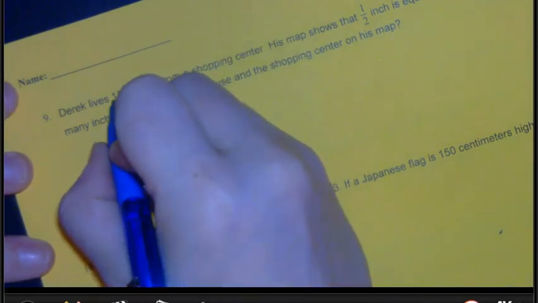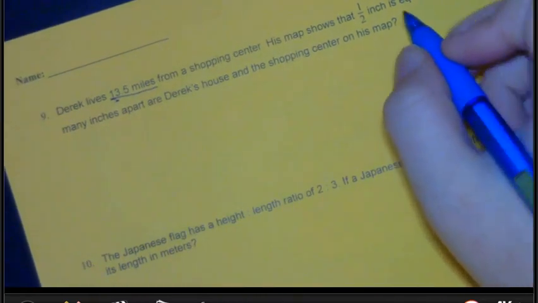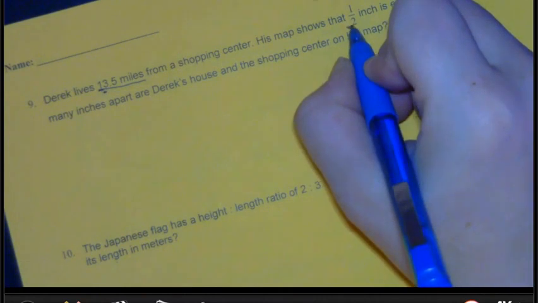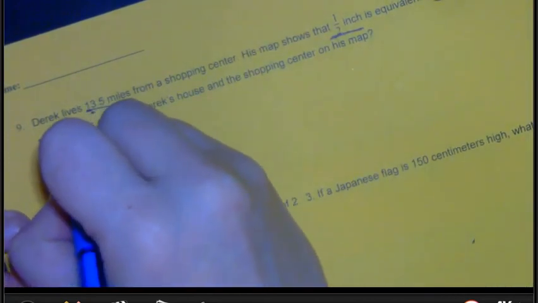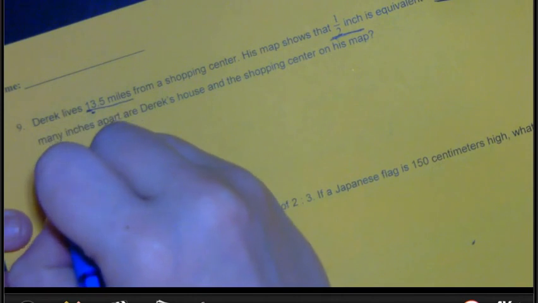All right, number 9. So number 9 is a map question where Derek lives 13.5 miles from the shopping center. His map shows that 1/2 inch is equal to 3 miles. How many inches apart is Derek's house from the shopping center on his map? So this gives me a scale drawing. So I'm dealing with a map, which I need to think of the concept of model over actual to help me solve this.